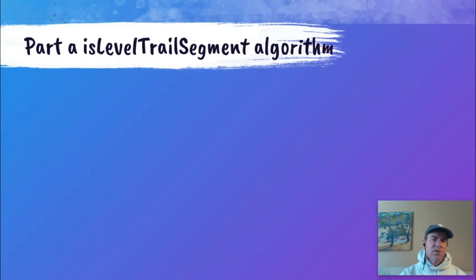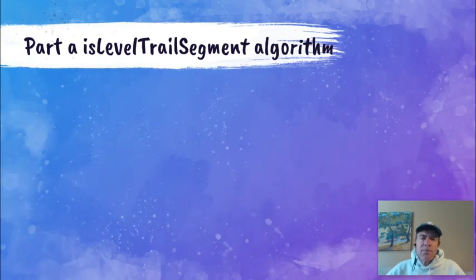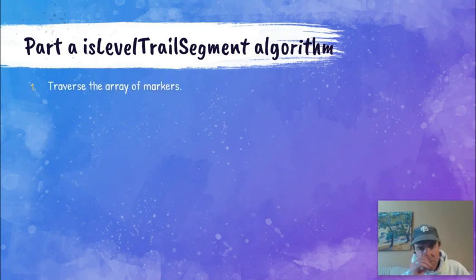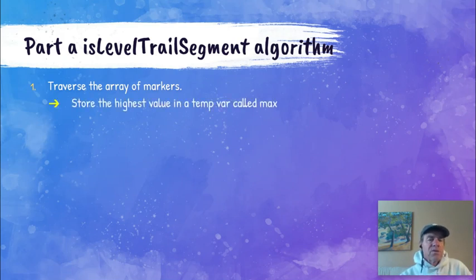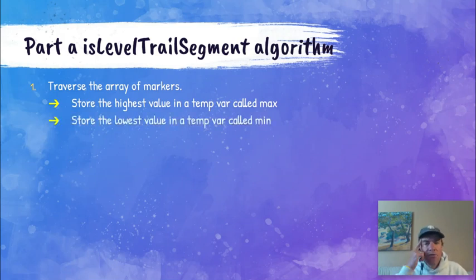All right. So let's, again, just talk about the algorithm. What do we have to do to determine if the trail segment is level? We're given where the trail starts and ends. We need to pay attention to whether it's inclusive or exclusive. So what we're going to do is store the highest value. I'll create a temp variable called max. Do the same thing for min.